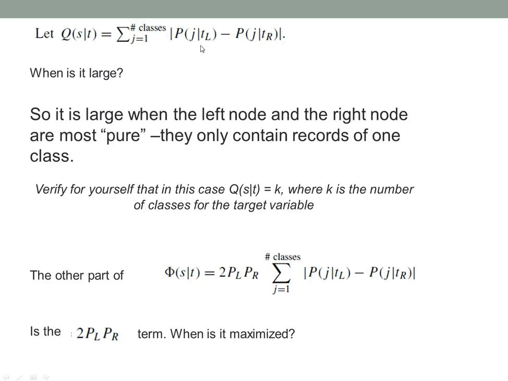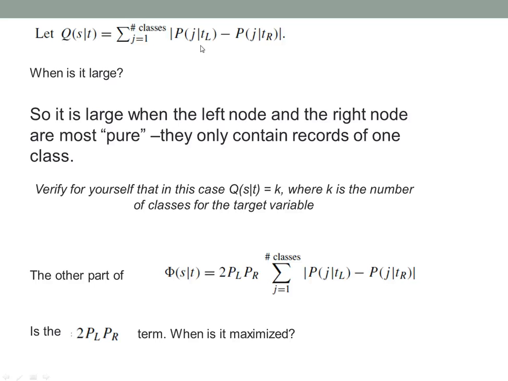We choose one variable to be at the top, and then we do it for another variable at the top, and then for another variable, and we choose the one that gives us the biggest phi, or the biggest Q in this case. And we also have more choices than that, because even with assets at the top, we can have different splits.